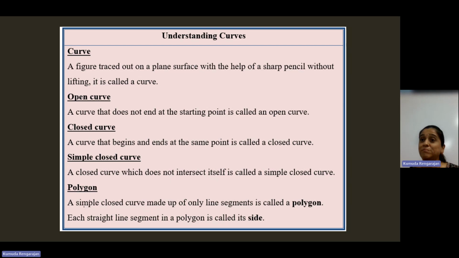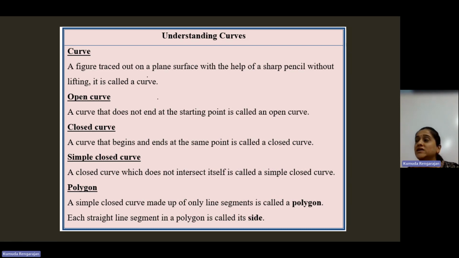Okay. Now a simple closed curve. See the terms there: simple closed curve. So it should be a curve. It should be a closed curve. Then only you can say something is a simple closed curve. If you have to call a curve a simple closed curve, first it should be a curve, it should be a closed curve, and then you can check if it is a simple closed curve.